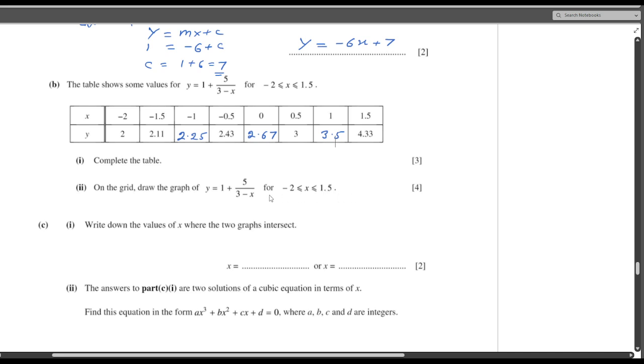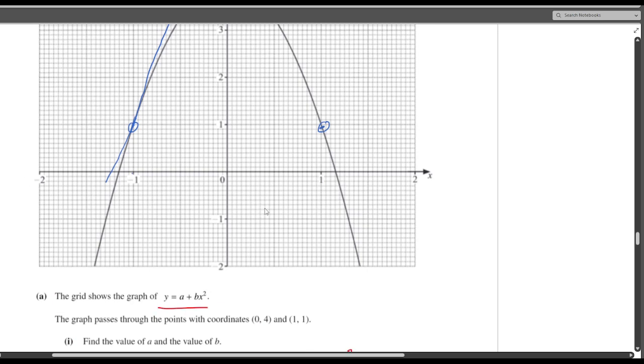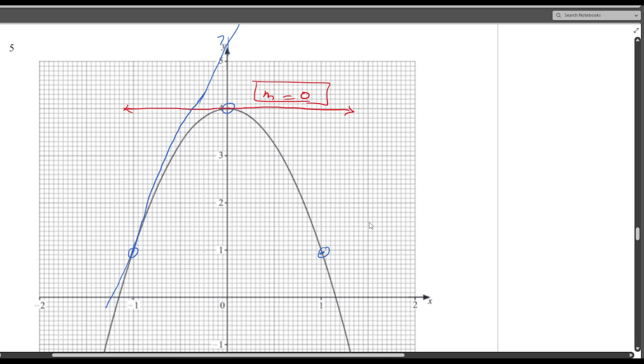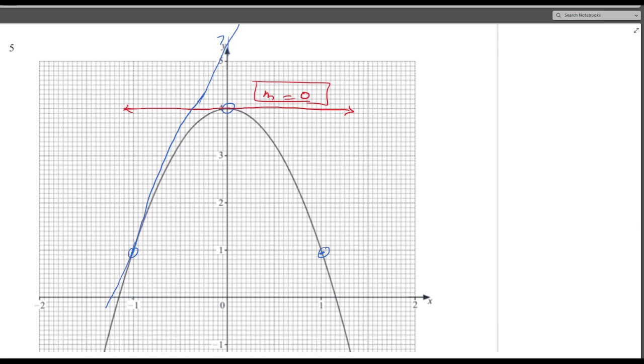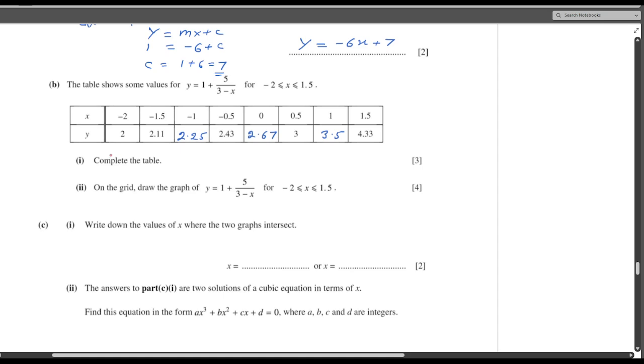On the grid, draw the graph. Okay, on the grid. So which grid? Here only I have to draw. So let me first remove all these lines which I have already drawn. Okay, let us remove. Okay, done. Now on this grid, let us first mark points.